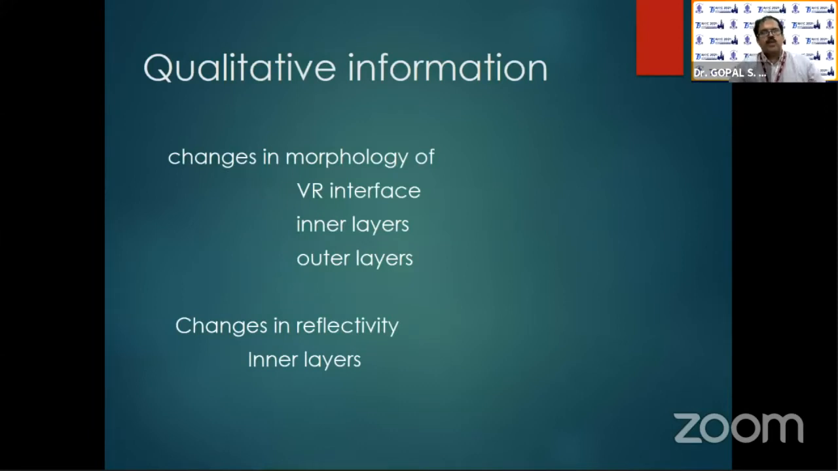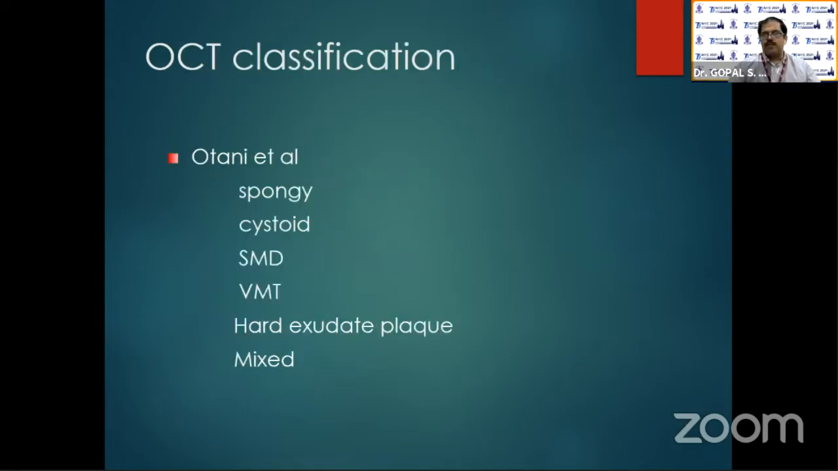Now let us go into the qualitative information. So we all look at quantitative information before we treat any patient, but qualitative information gives us a lot of information regarding the prognosis of the patient, etc. These are the changes in morphology of the VR interface, the inner layers, the outer layers, and change in reflectivities.